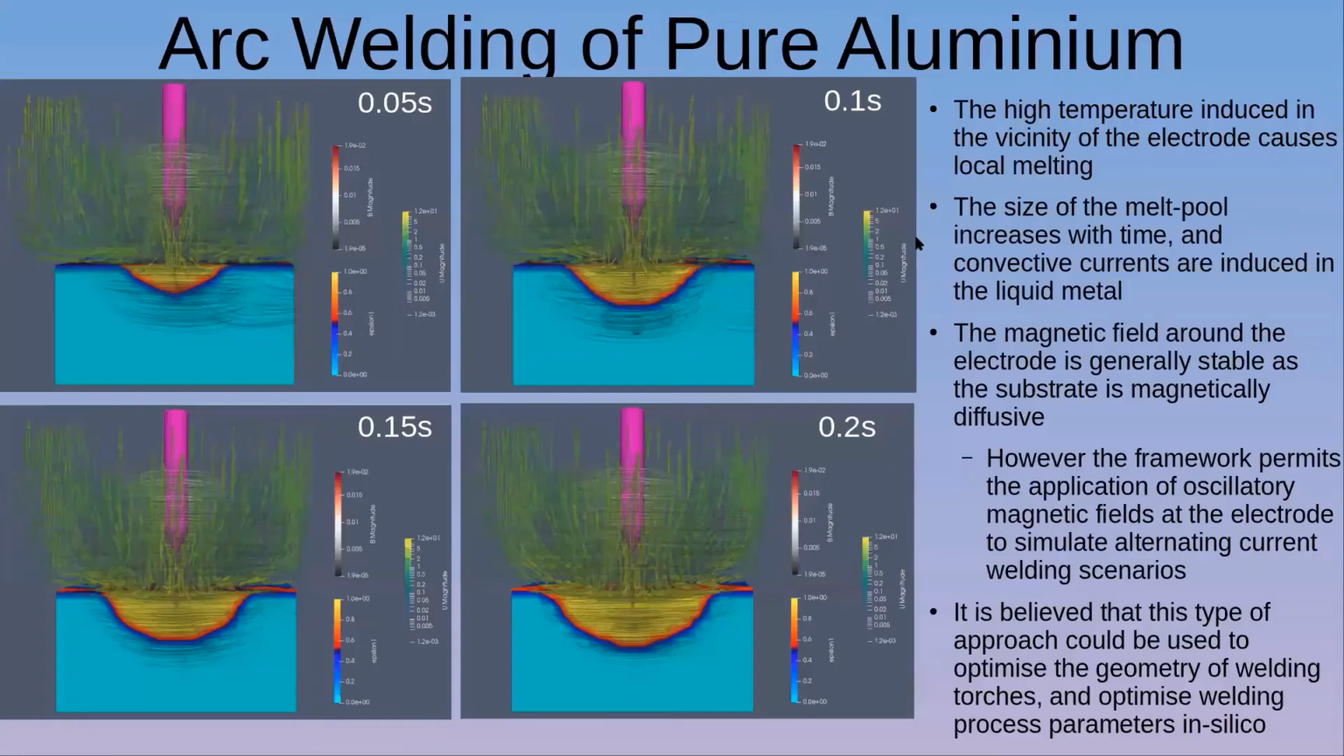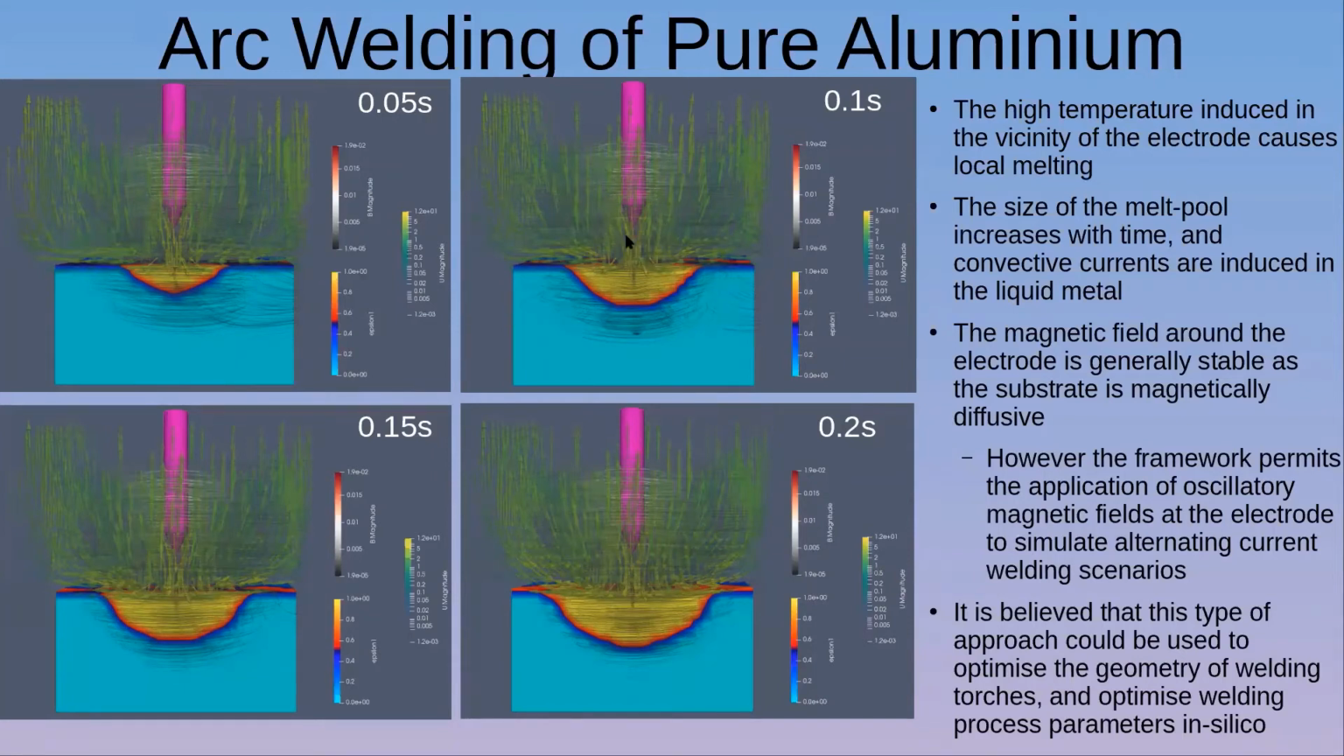So then I'd better move on because I've run out of time. We then apply it to what we were interested in in the first place, an arc welding scenario. This is arc welding of an aluminium substrate. I've taken the iso-contour of the aluminium volume fraction at 0.5, and I've coloured the electrode in magenta. I'm not sure if you can see, but the magnetic field is applied as a boundary condition at the electrode.